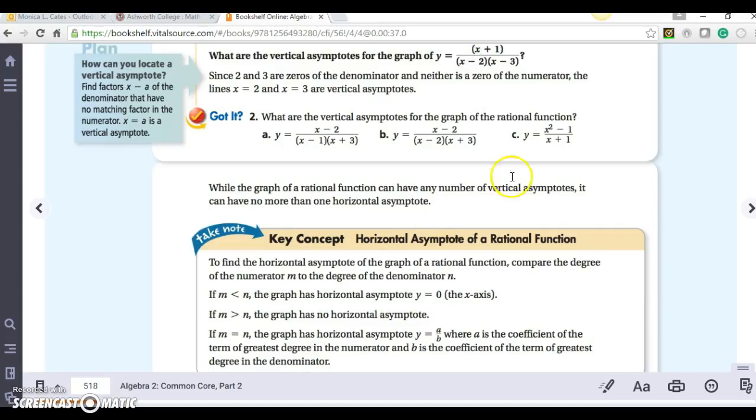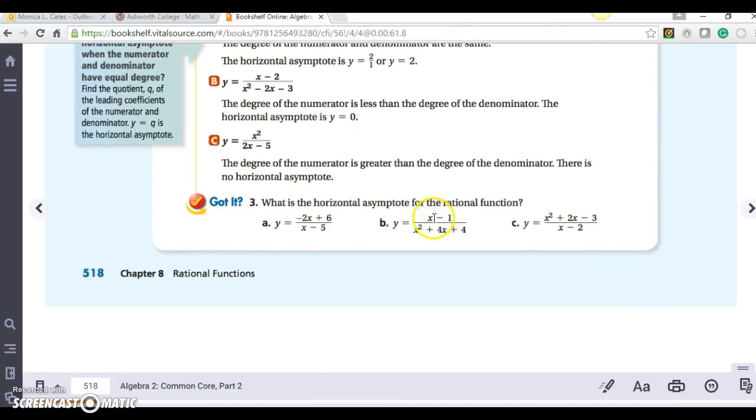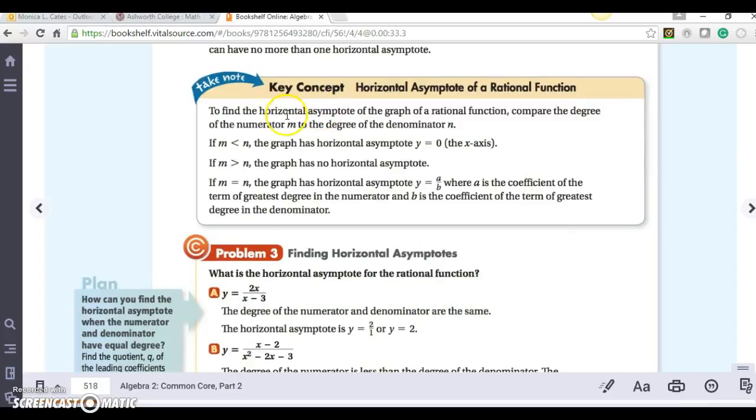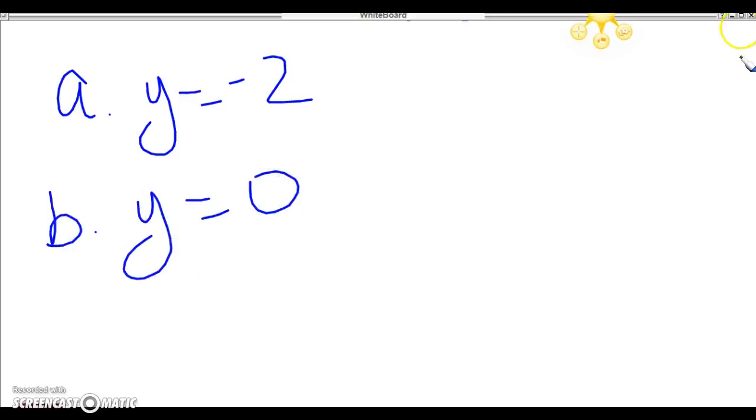Okay? So let's look at the second one. The second one, I have a degree of 1 and a degree of 2. So my m is less than n. Let's go back and look at our box. So for m less than n, y equals 0. So for b, y is equal to 0.